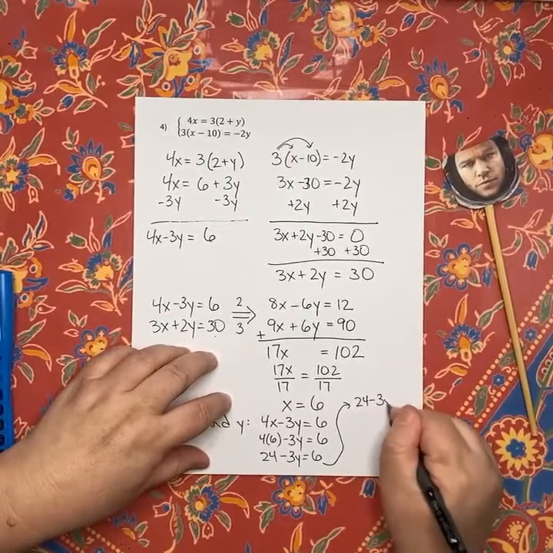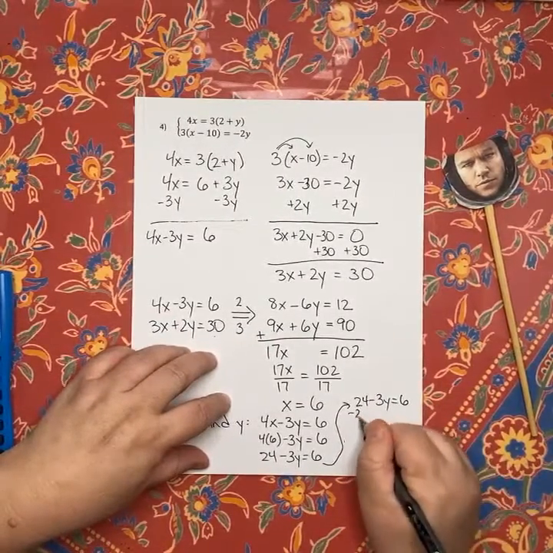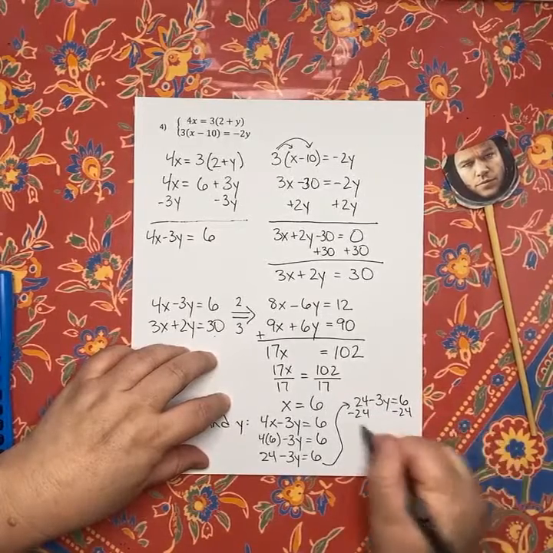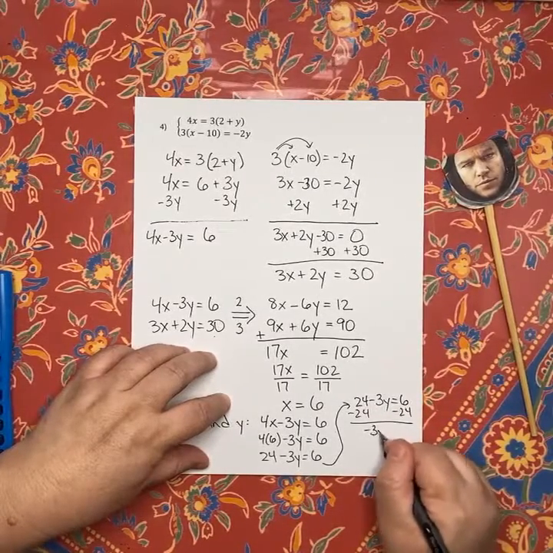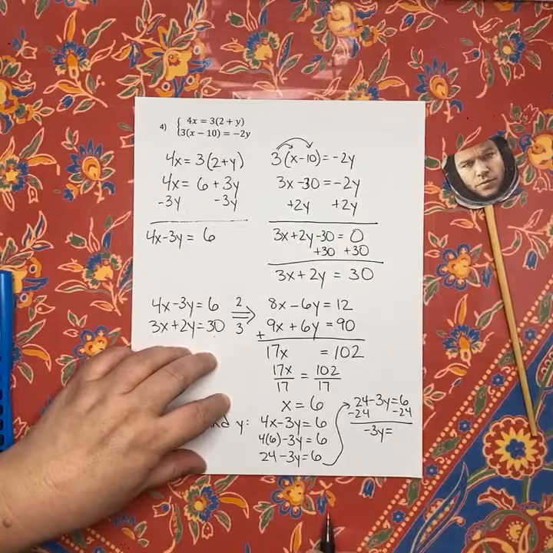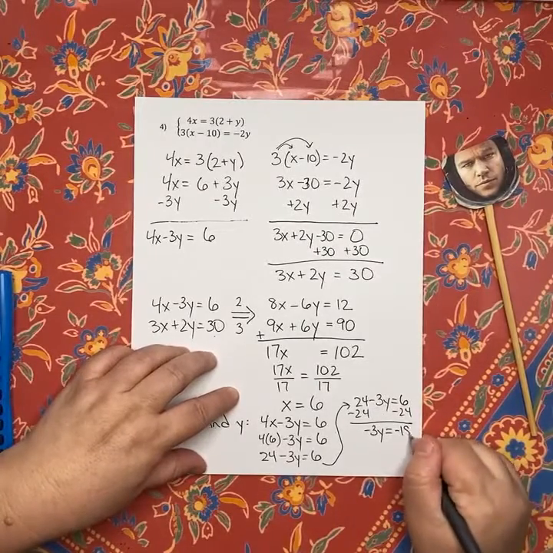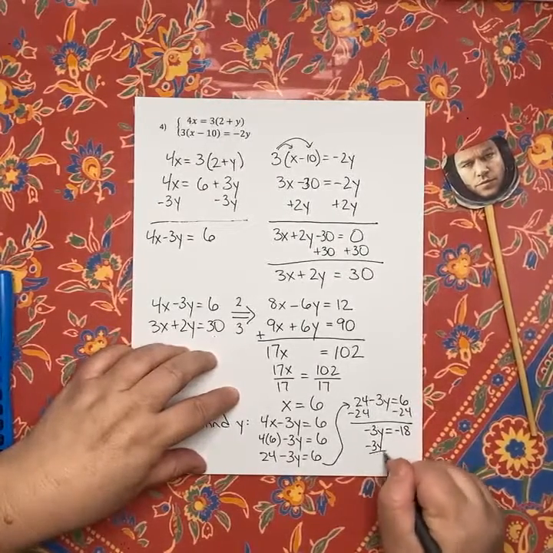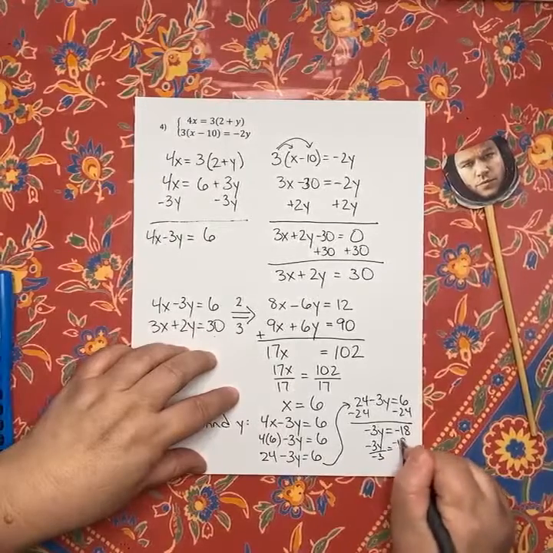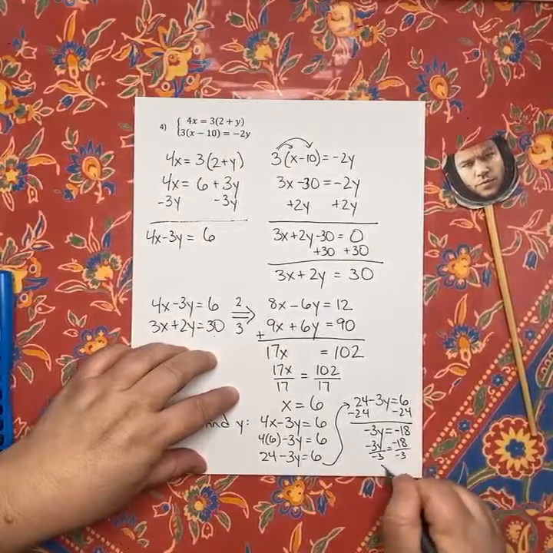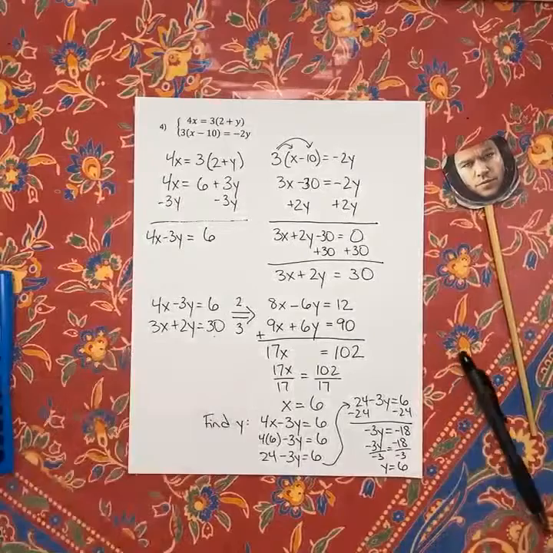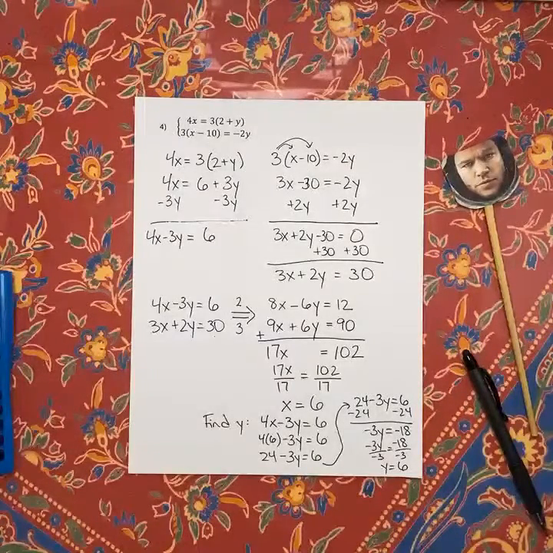24 minus 3y equals 6. Subtract 24 from both sides. Negative 3y equals negative 18. Negative 3y over negative 3. I'm running out of room. Over negative 3. y equals 6 as well. What a surprise.